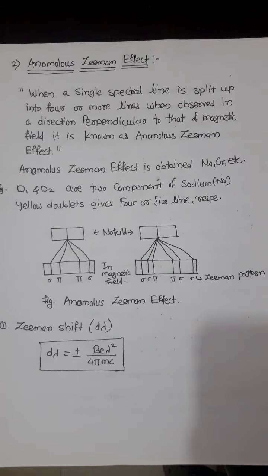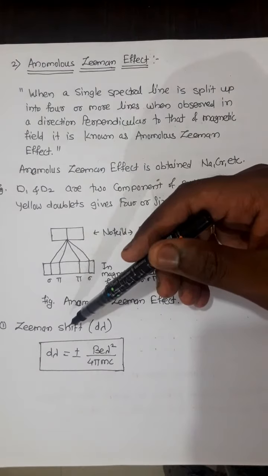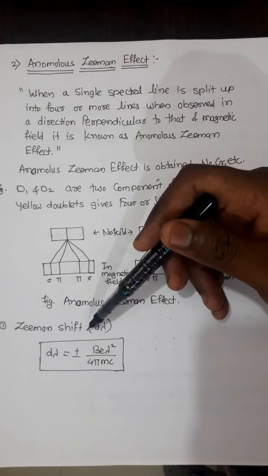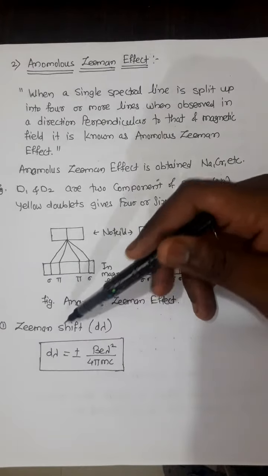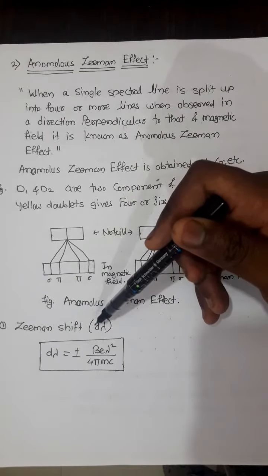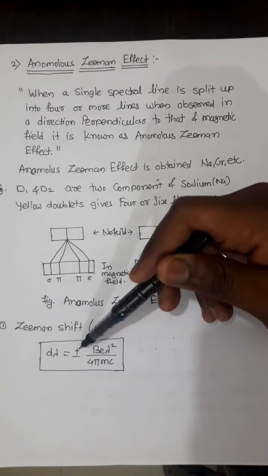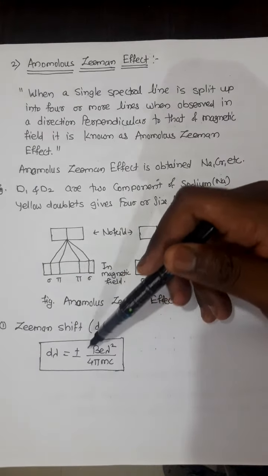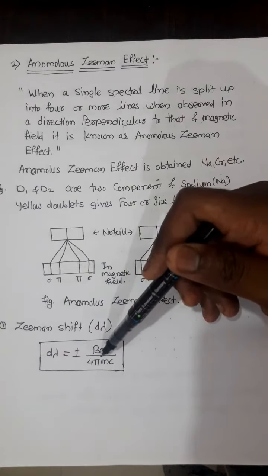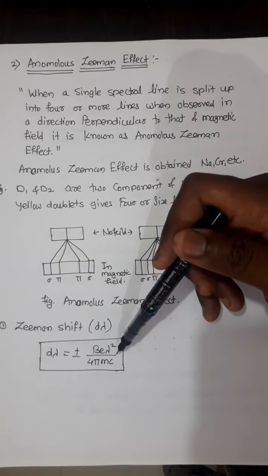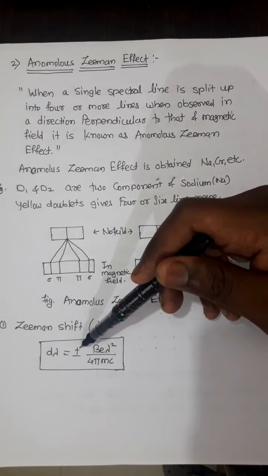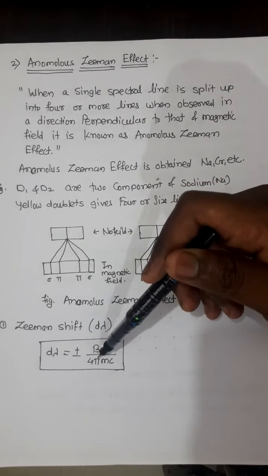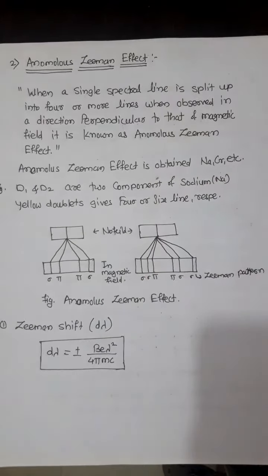Now, the Zeeman shift is denoted by dλ. The expression for Zeeman shift is dλ equal to plus minus B λ square upon 4 π m c. This is the Zeeman shift, dλ equal to plus minus B λ square upon 4 π m c.